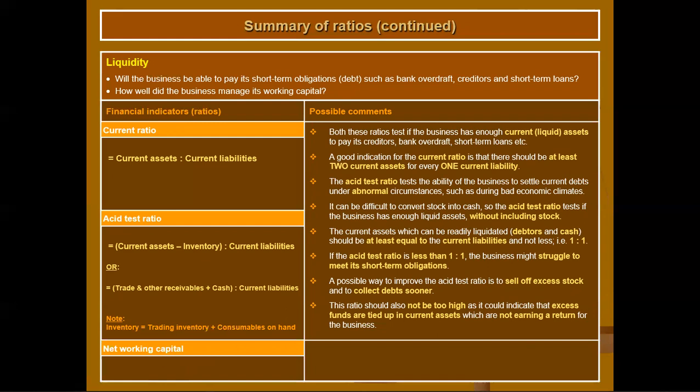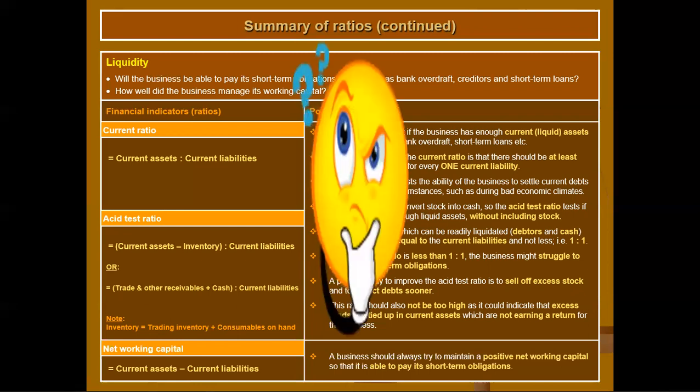Net working capital, as I've indicated, is simply your current assets minus your current liabilities. A positive net working capital means your current assets are more than your current liabilities.